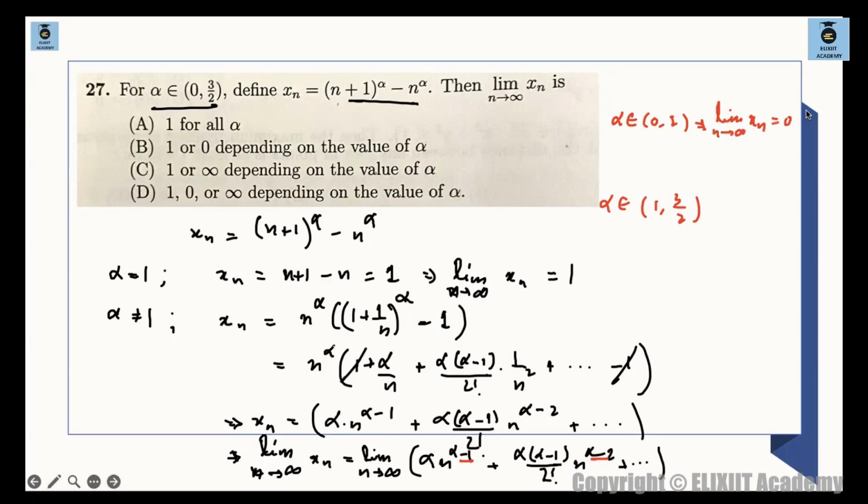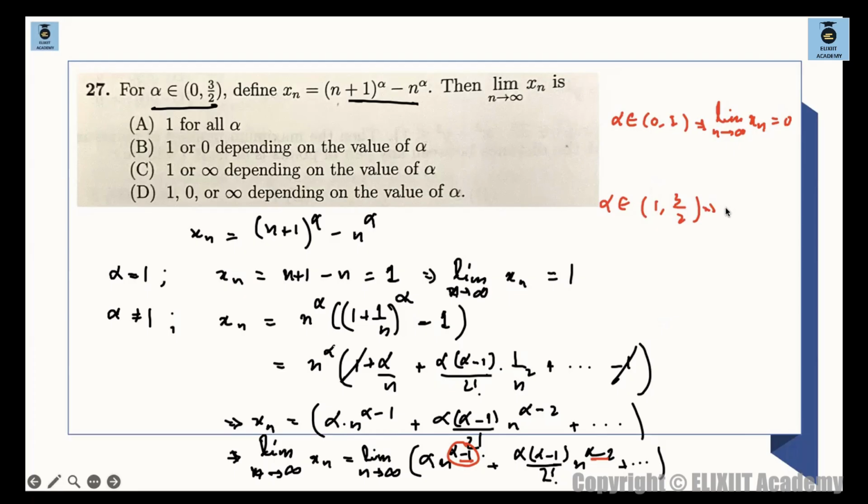Yes or no? If alpha belongs to 0 to 1, this will become negative now, and this will come down. Alpha minus 1 is negative, which means 1 minus alpha is positive. So this will come down. This will become alpha divided by n. And as n tends to infinity, this will tend to 0. All these quantities will tend to 0.